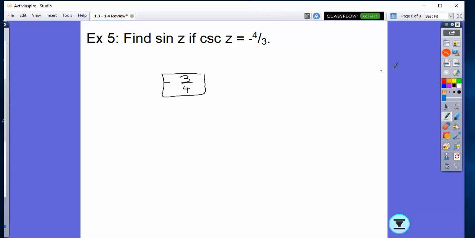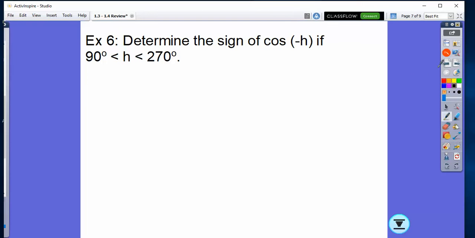Okay, I think I have just one or two more. So this was like the last section of the homework. They're a little more challenging. They require a little more thought. So it would give you a statement like this. 90 is less than h is less than 270. If I want cosine of -h, I have to do something to turn this into a -h. What would that be?